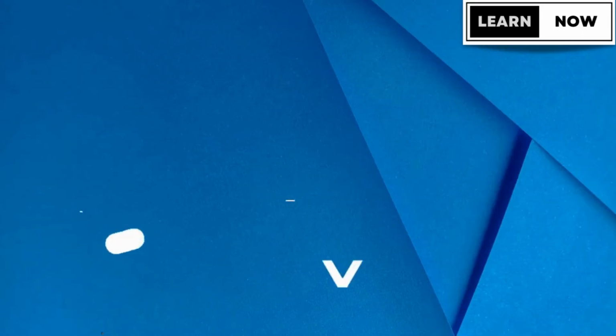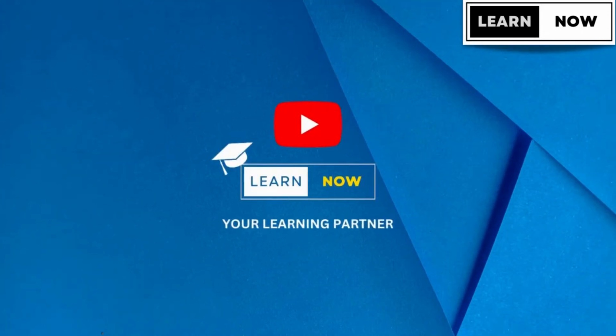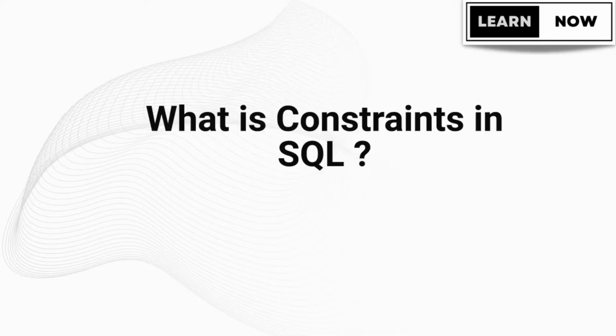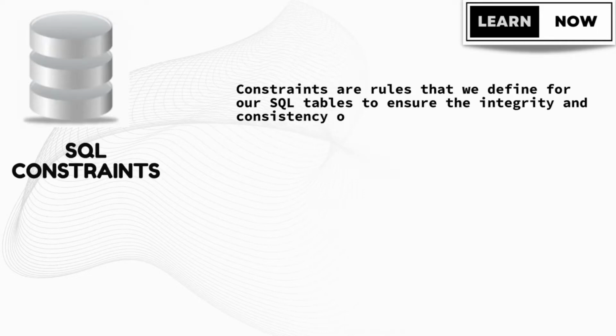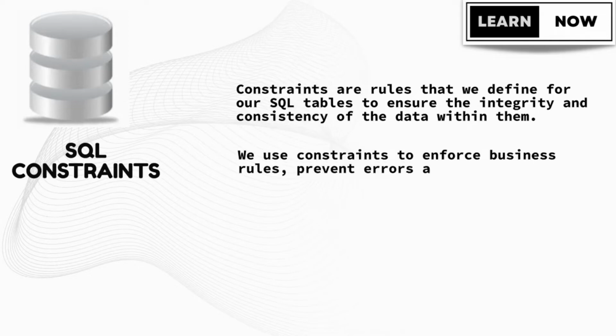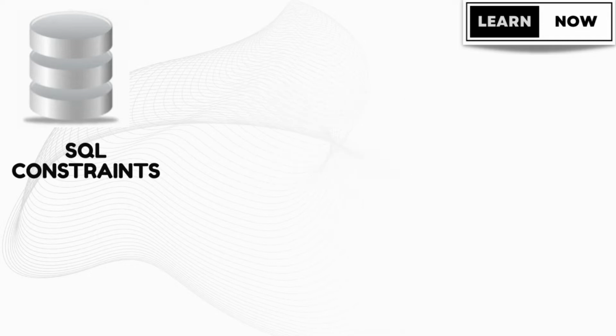In this video we will learn constraints and their types. What are constraints? Constraints are rules that we define for our SQL tables to ensure the integrity and consistency of the data within them. We use constraints to enforce business rules, prevent errors and inconsistencies, and improve data quality. There are several types of constraints in SQL, but we're going to focus on the most common ones.